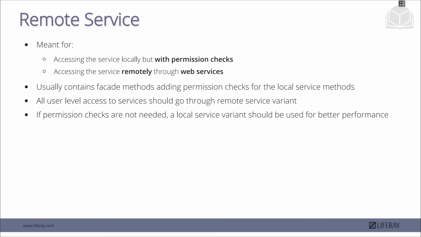So as we see here, remote services typically serve as a facade, a way for us to do permission checking. Remote services will do permission checking and then call the local service afterwards. Right, so this is the big idea. This is the way we use remote services most of the time. But again, these are also our web services.